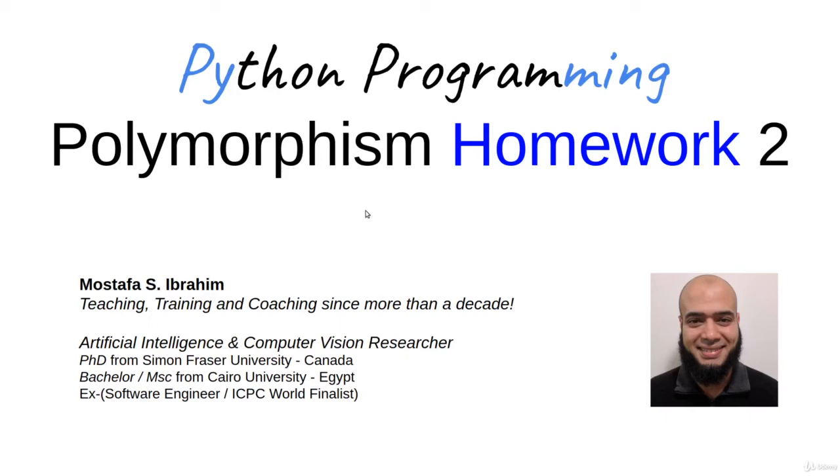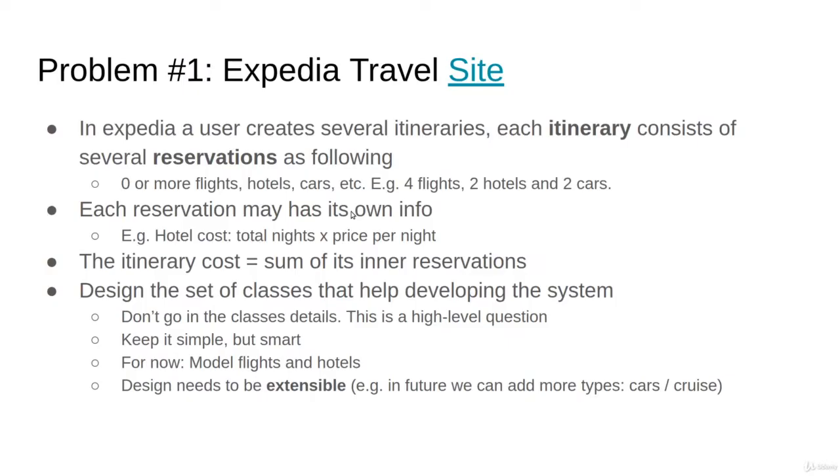The second set of homework. In the first problem, I would like you to model something for the Expedia travel system. In Expedia, a user can create several itineraries.